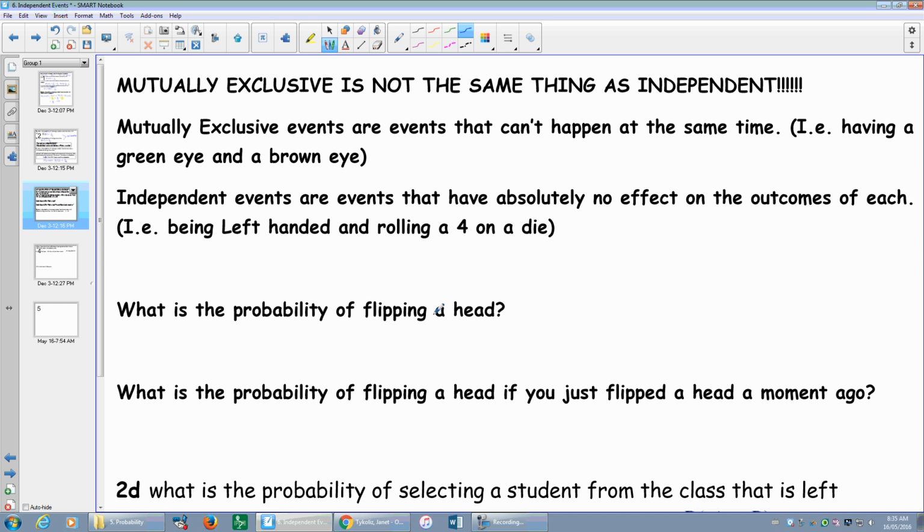What is the probability of flipping a head? Billy, can you help me out? Good. The probability of flipping a head is 1 over 2, which is saying 50%. What is the probability of flipping a head if you just flipped a head a moment ago? Pat, what do you think you would put for that?